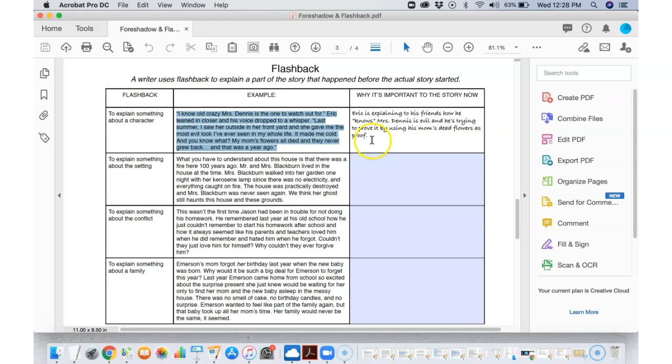Okay, why is this little flashback example important to the story? Well, in this little excerpt, Eric is explaining to his friends how he, quote, knows that Mrs. Dennis is evil, and he's trying to prove it by using his mom's dead flowers as proof.